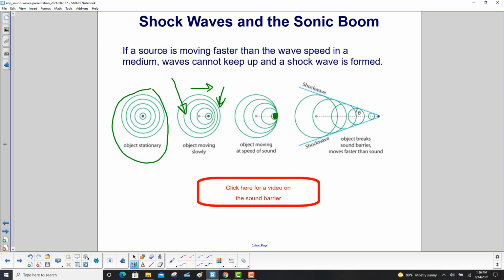And if it moves faster than the speed of sound, breaking the sound barrier, then the source is actually moving faster than the sound waves it emits. And that's when you get a shock wave and a sonic boom. And this is best seen with the video here. So please click on that.